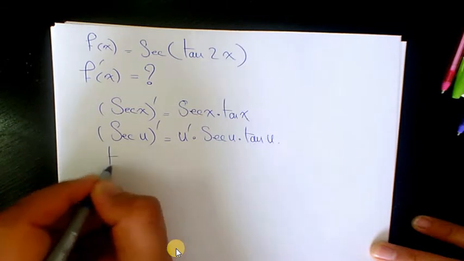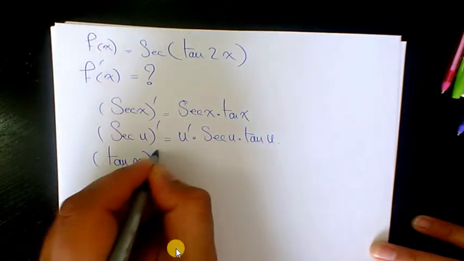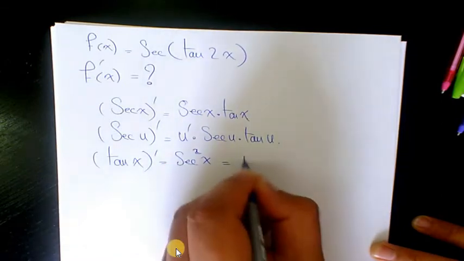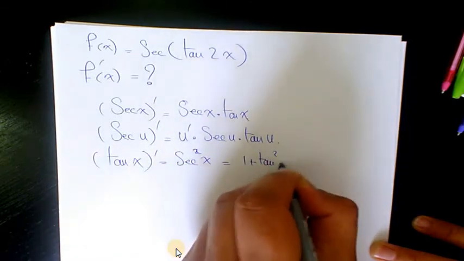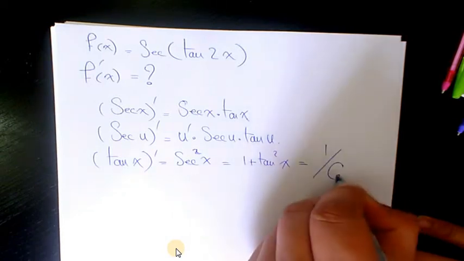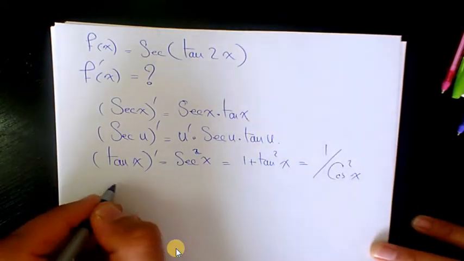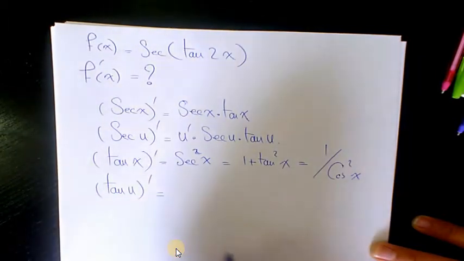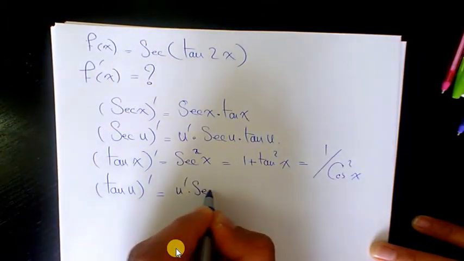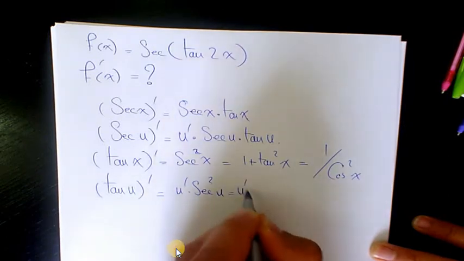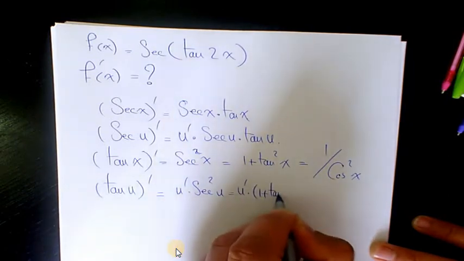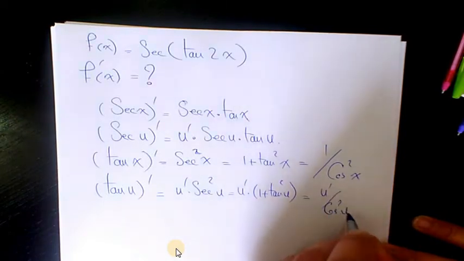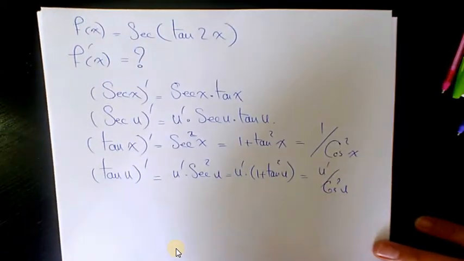Derivative of tan x is secant squared x, or 1 plus tan squared x, or 1 over cosine squared x. It means that whenever you are dealing with tan u, when u is a function of x, it's going to be u prime secant squared u, or u prime times 1 plus tan squared u, and u prime divided by cosine squared of u. So let's go back to the question here.